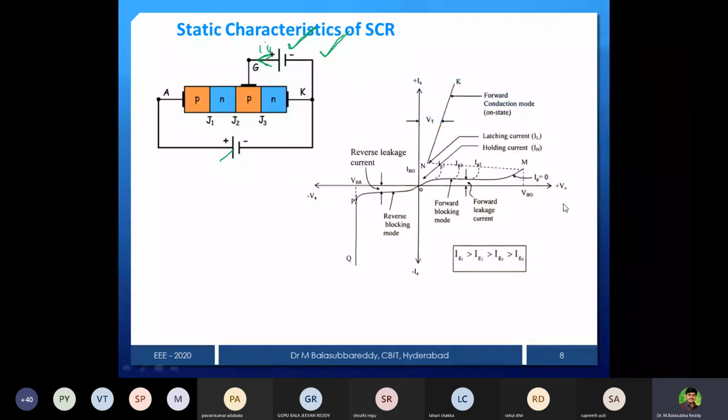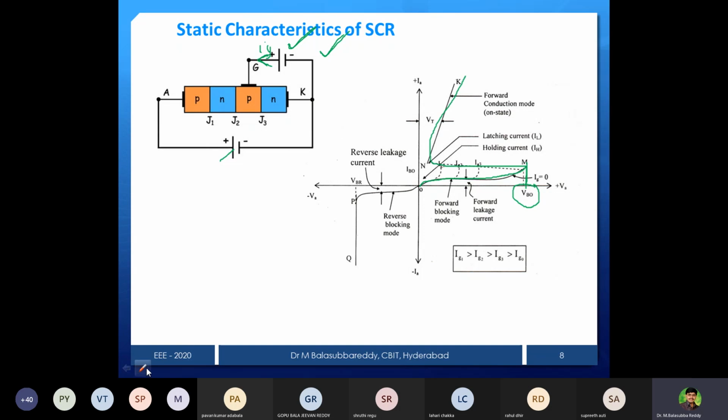So that is the characteristic. You can see the same one, the previous one, with this dotted line. What is the breakover voltage relation with this? You can notice earlier, if I keep the gate current at 0, then your characteristic will be like this. It goes like this. That means the voltage needed will be VBO.